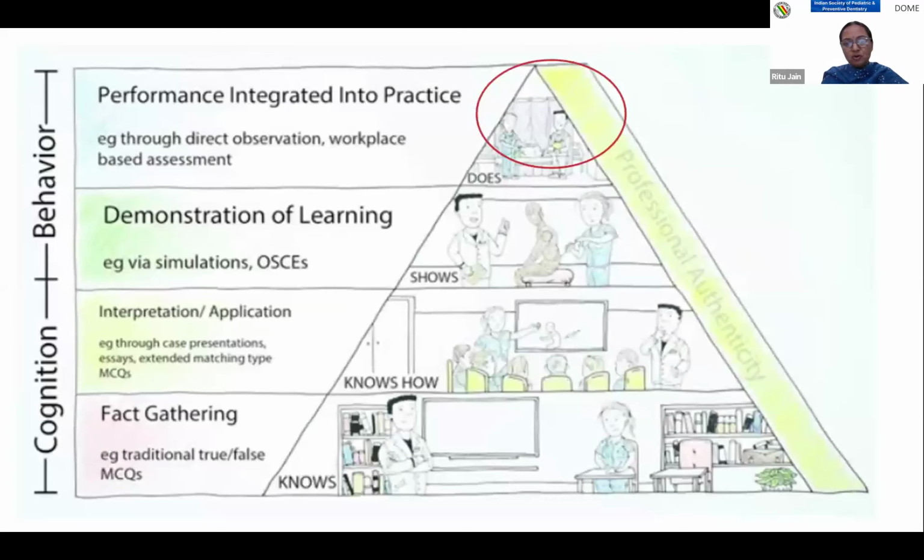So by now, I'm sure we all know that workplace-based assessment corresponds to the highest level of Miller's pyramid, which is the DOES level. And by the time the undergraduate student reaches this level, already his performance is integrated into routine practice. And along with the cognition, there is already a change in behavior, which allows the student to practice in the clinical area on actual patients.